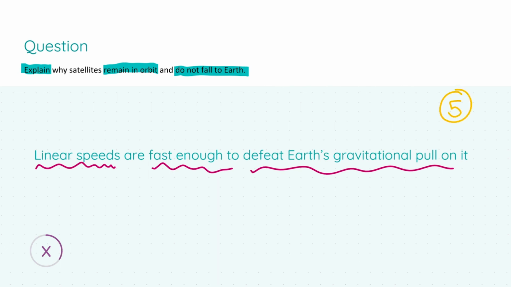And at a certain high linear speed, when the satellite is at a height above the Earth's surface, no matter how much the Earth is trying to pull it down with its gravity, this linear speed will prevent it from crashing into the Earth and following its trajectory. This linear speed is also tangential to the circular orbit itself.